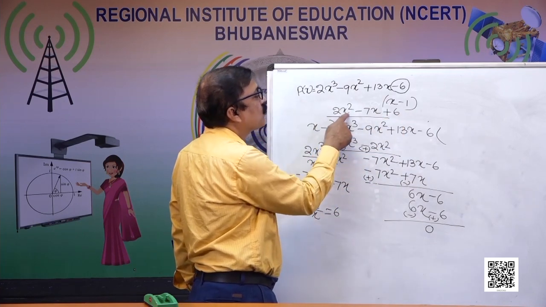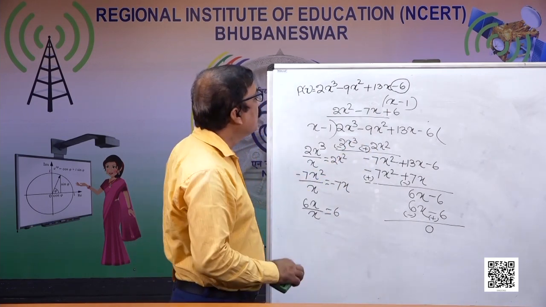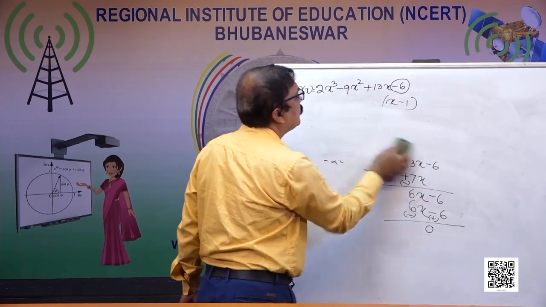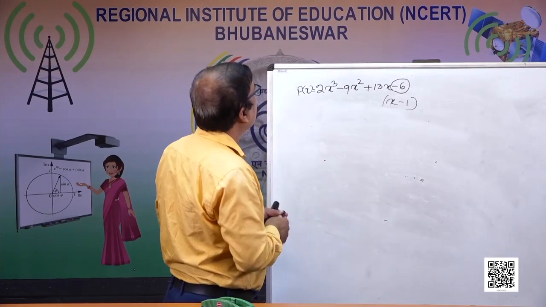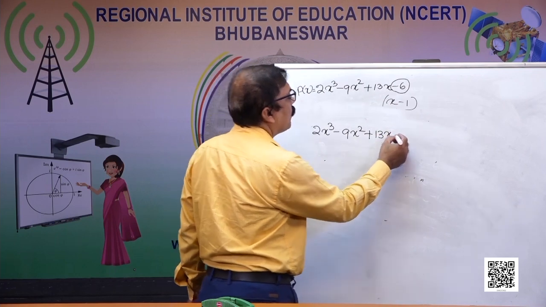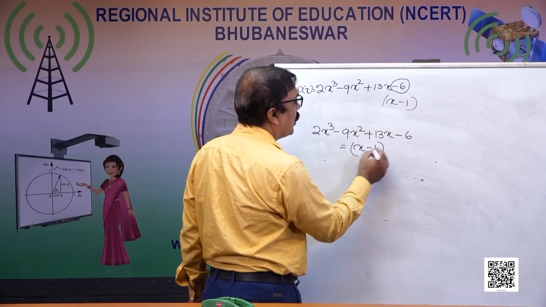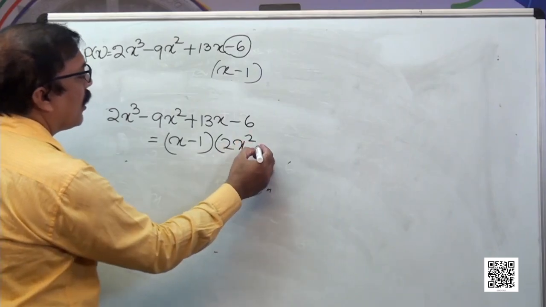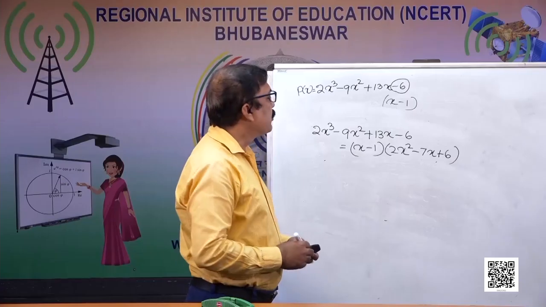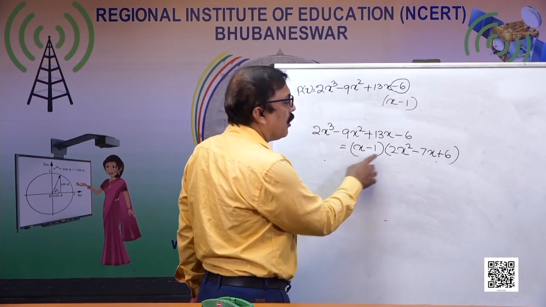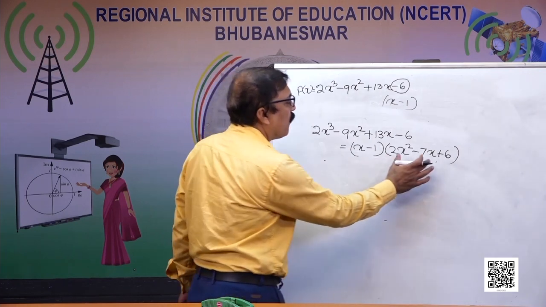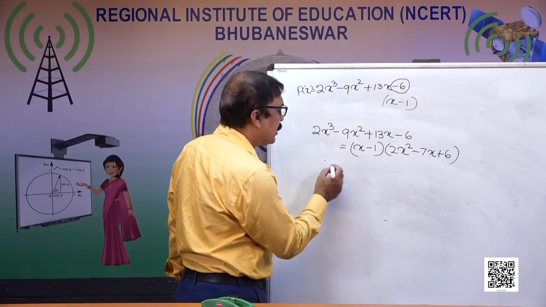So x minus 1 and 2x square minus 7x plus 6, these are the factors of 2x cube minus 9x square plus 13x minus 6. So we can write: 2x cube minus 9x square plus 13x minus 6 is equal to x minus 1 into 2x square minus 7x plus 6. We can write like this. Now see, this 2x square minus 7x plus 6 is a quadratic polynomial, we have to factorize it. In the previous question, we have factorized it. Let us do it again.